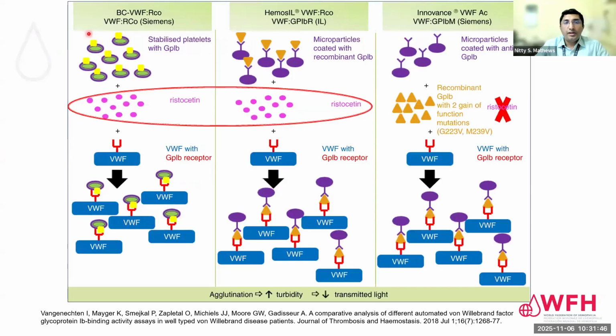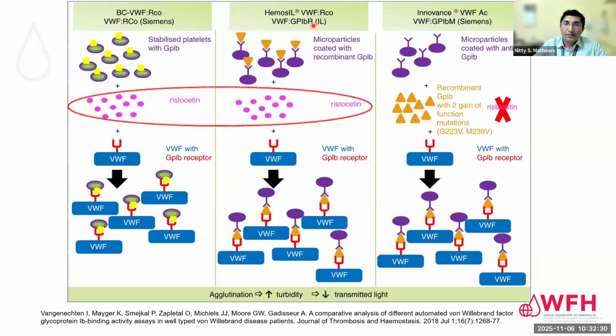In a ristocetin cofactor assay, we are using stabilized or fixed platelets with the glycoprotein 1b, of course. When we add ristocetin and the patient's plasma, ristocetin induces a conformational change in the von Willebrand factor, which enhances its binding to the glycoprotein 1b receptor. This binding is directly proportional to the activity of von Willebrand factor in the patient plasma. There will be agglutination and an increase in turbidity, which leads to decreased transmitted light, which is further recorded. In the von Willebrand factor glycoprotein 1b-R assay, instead of platelets, we use microparticles which are coated with recombinant glycoprotein 1b.